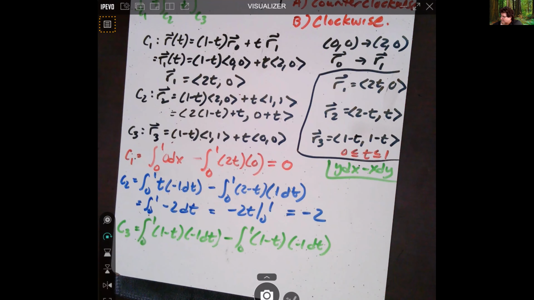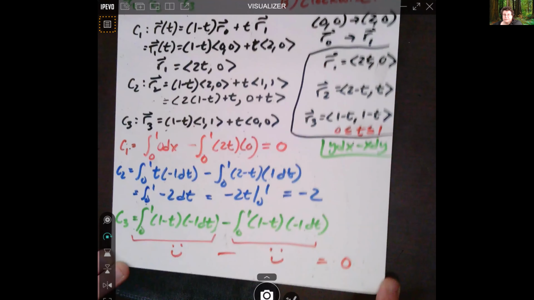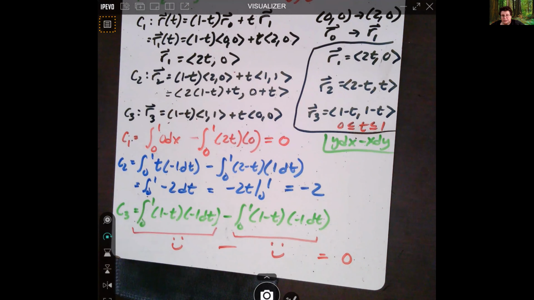So if I look at this, call this smiley face, I've got smiley face here. Smiley face minus smiley face is 0. I don't even need to do the integration if I look at the bigger picture.